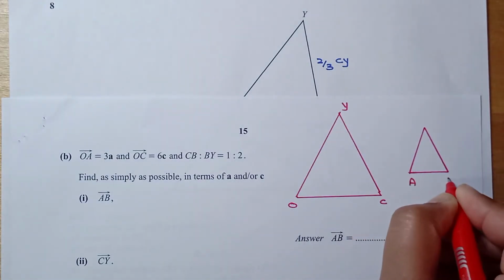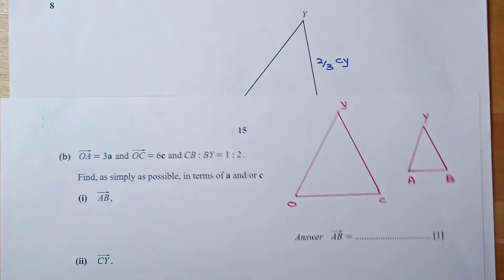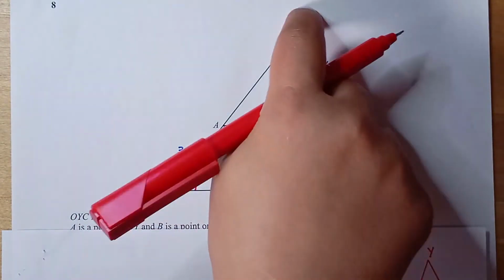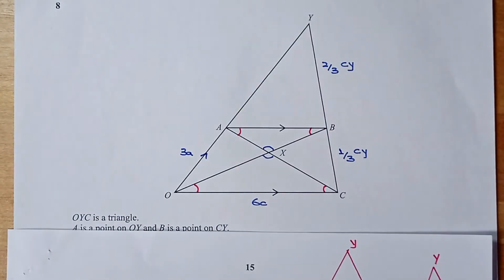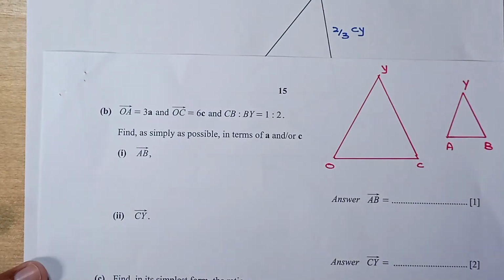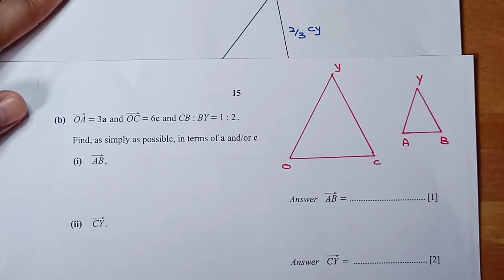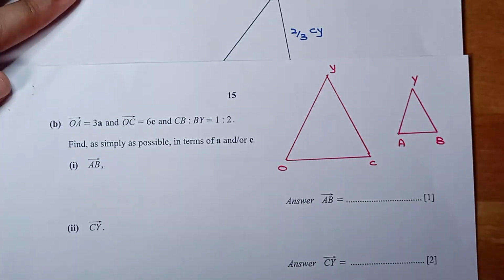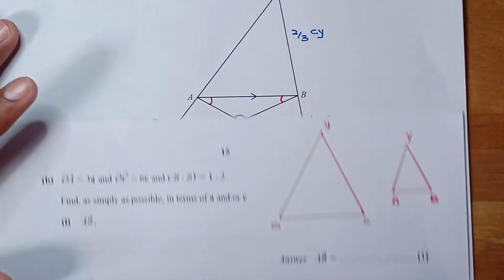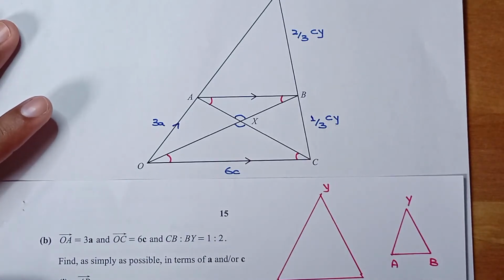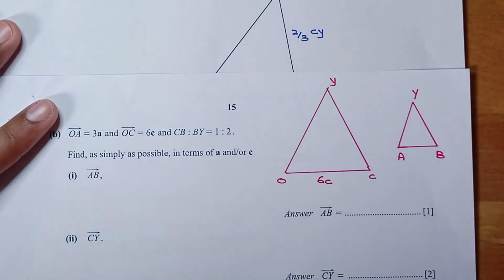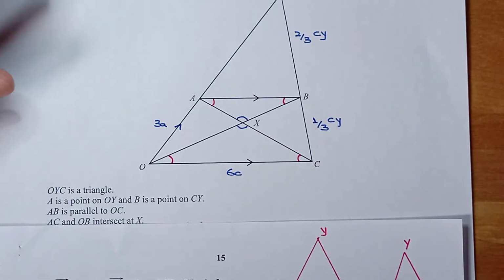A, B, and Y. As you can see in the figure, this is ABY and OCY. Now we need to find AB by using the concept of similar triangles. A to B is this length, AB. AB and OC. OC is given, that is 6C. And what else do we have given?